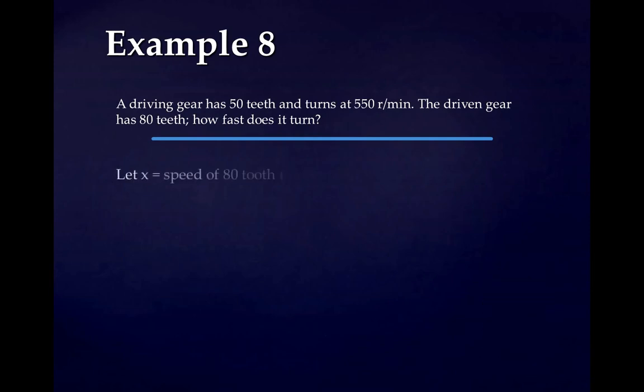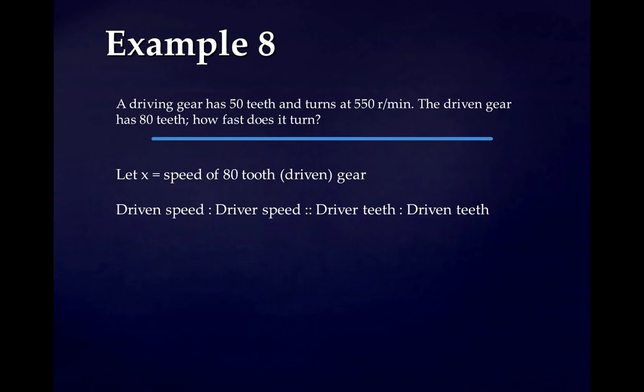Let x equal the speed of the 80-toothed driven gear. The driven speed is to the driver's speed as the driver's teeth is to the driven teeth. Reworked, we get 550 RPM times 50 teeth over 80 teeth. So the driven speed is 343.75 RPM.